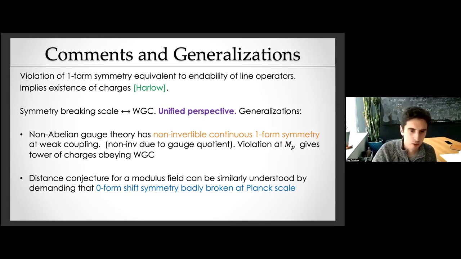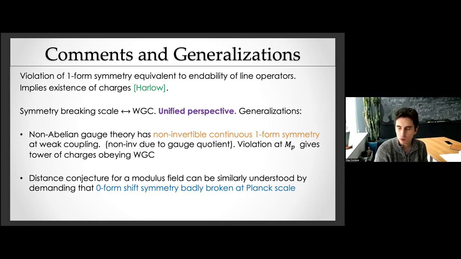Okay, why is it non-invertible? It's non-invertible because even in the limit of weak coupling, you still have to do the gauge quotient. And if you demand that this symmetry in weakly coupled gauge theory is badly violated, that is violated at a scale that's parametrically less than the Planck scale, then that gives a tower of now non-abelian charges, which obey the weak gravity conjecture. So that's something that we can make sense of, at least near weak coupling in a non-abelian gauge theory, using this point of view.